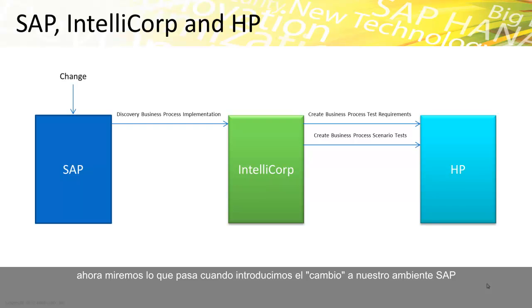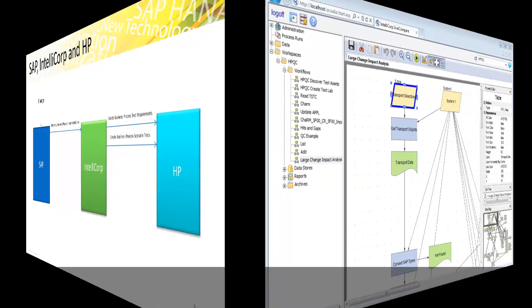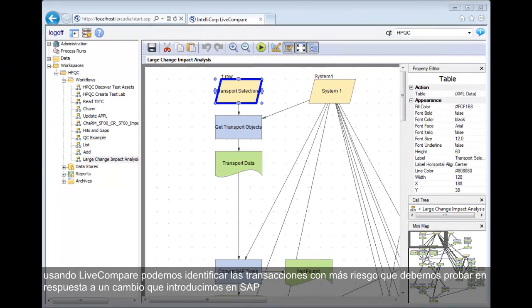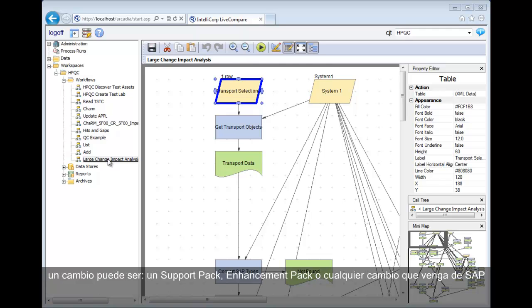Now let's look at what happens when we introduce change into our SAP environment. Using Live Compare, we can identify the most at-risk transactions that we should test in response to a change that we introduce into SAP. That change might be a support pack, an enhancement pack, or really any kind of change that comes from SAP themselves. Of course, it can also be any changes that we create: a config change, a customization, a code change, anything. Live Compare includes pre-built analyses, just like we used for the business process analysis.